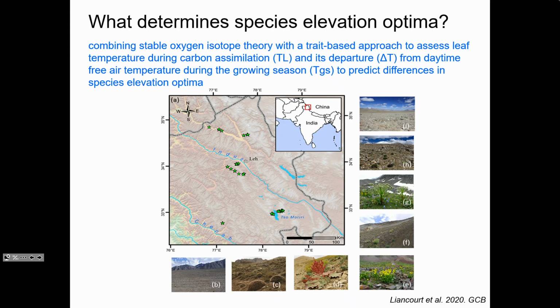Another story: what determines species elevation optima? So we were interested in finding some easily measurable traits that could, in theory, explain why some species have optima here and the others there. We know that plants are primarily driven by temperature. And we ecologists often use temperature to predict what will happen with the species. Yes? So we expect that there is a direct link between plant performance and temperature.